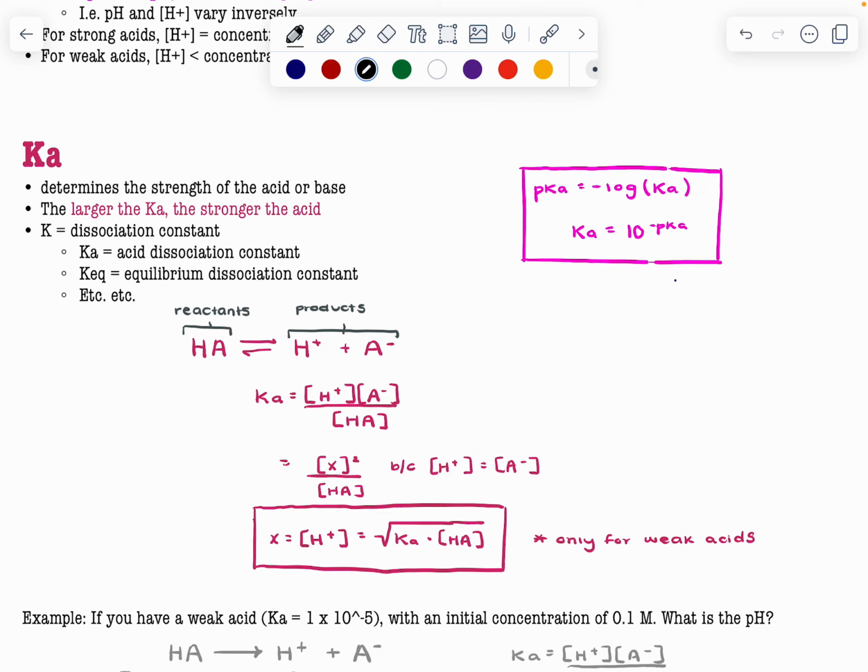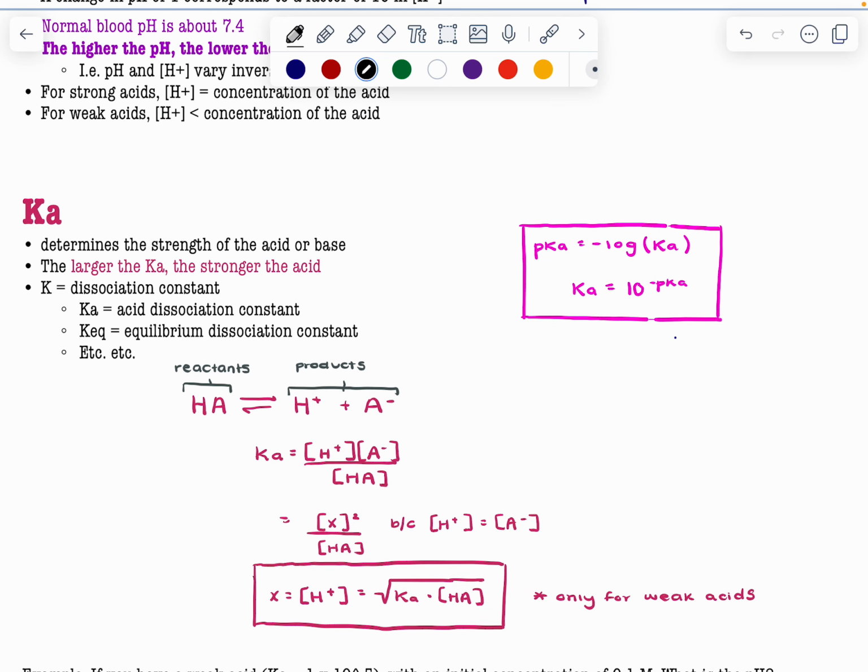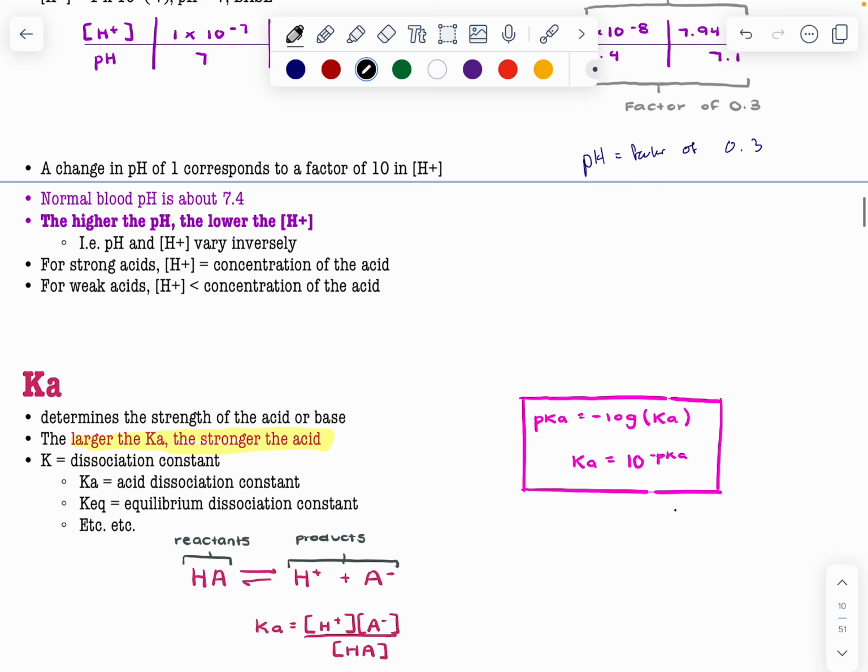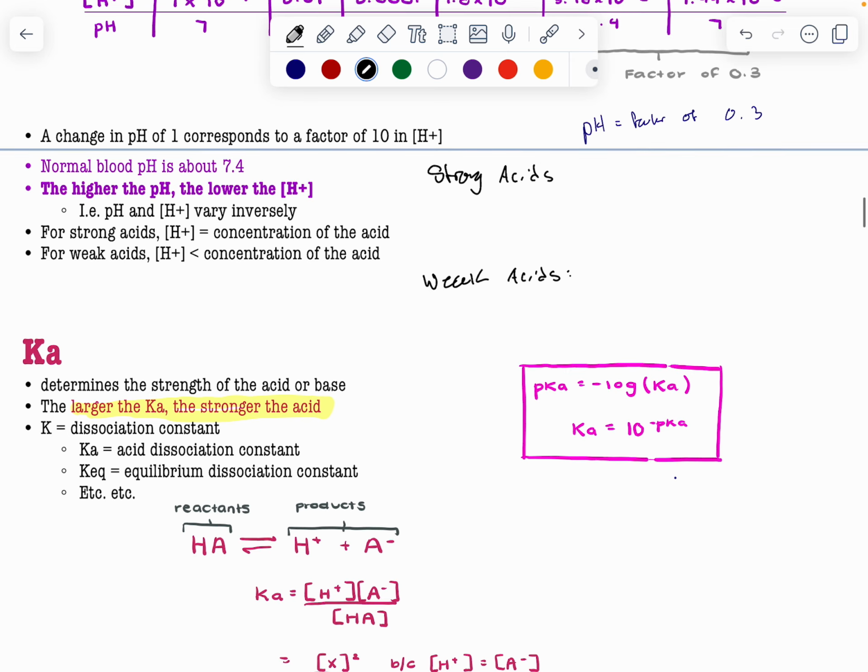So now we'll be talking about Ka. You guys heard me mention it a second ago. Ka determines the strength of an acid or base. And what I want you guys to know is the larger the Ka, the stronger the acid. I did skip by this in the acid component. So we have strong acids, and then we have weak acids. For at least weak acids for now, the greater the Ka equals the stronger the acid, which means it's also going to be lower on the pH scale.